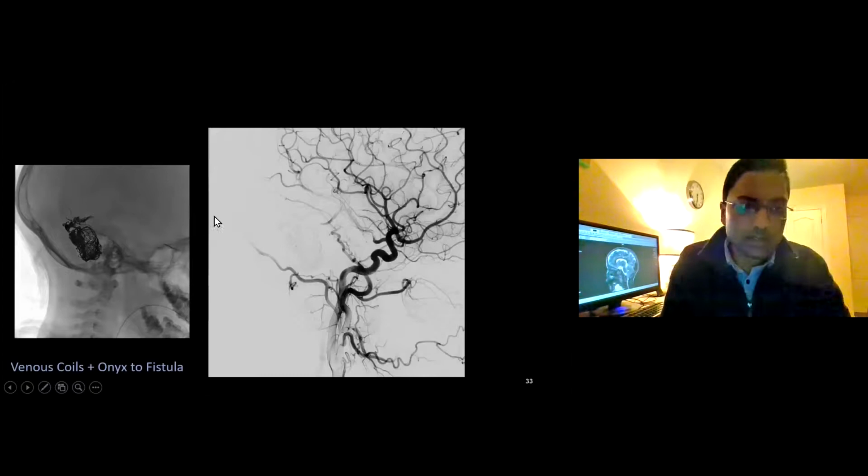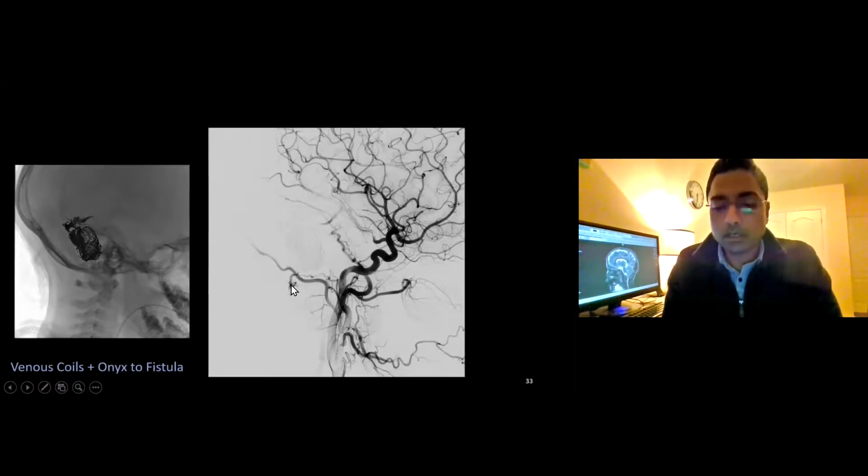So here, basically, what we do is we get into that venous sac, coil it, and then we start taking down that site where the artery meets the vein. So now we completely close that with coils as well as Onyx. There's Onyx cast going into all those dural feeders, and we're able to achieve complete cure.